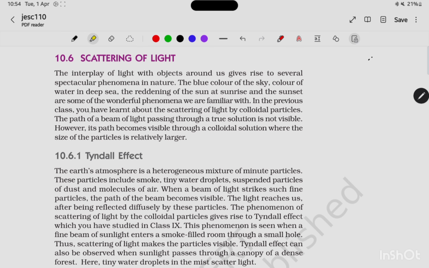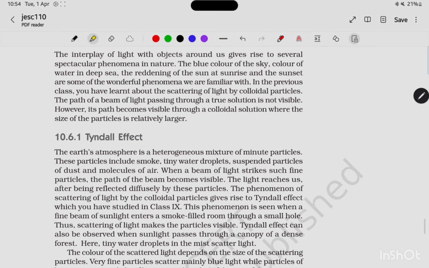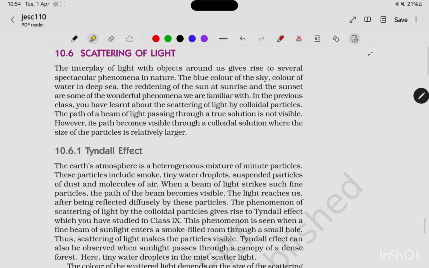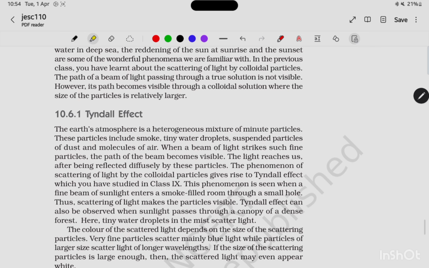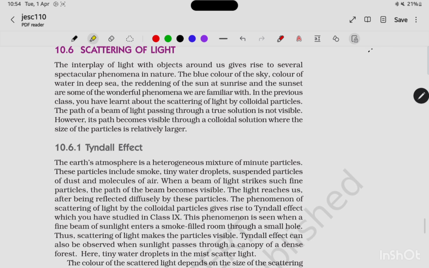In the previous classes, you have learned about the scattering of light by colloidal particles. The path of a beam of light passing through a true solution is not visible. However, its path becomes visible through a colloidal solution, where the sizes of the particles are relatively larger.